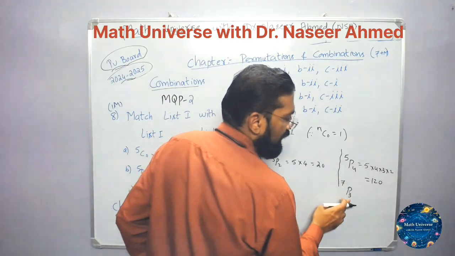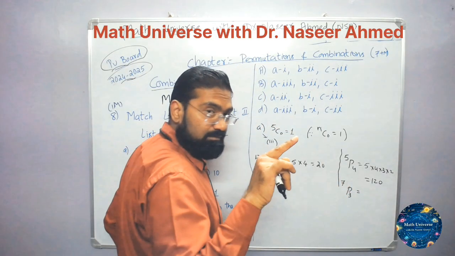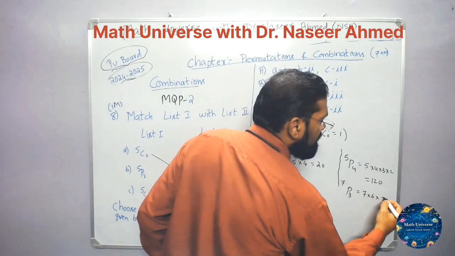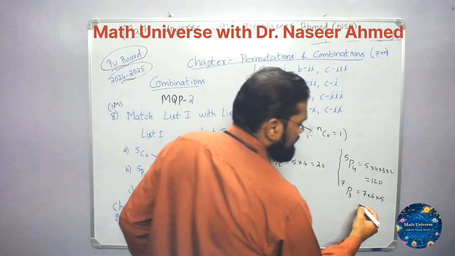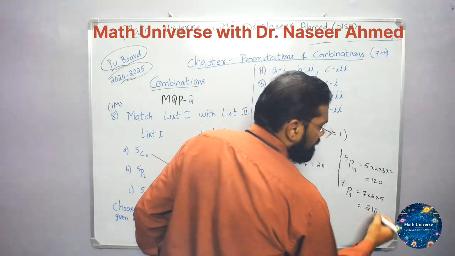So 7 here and 3. Start with 7, less or equal to 7: 3 consecutive numbers starting from 7. So 7, then 6, then 5. So what's the answer? 6 for the 30, 30 times 7 is 210.